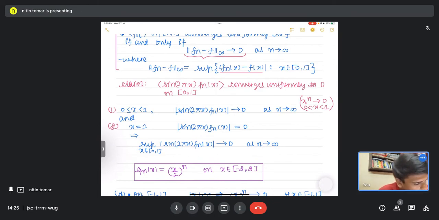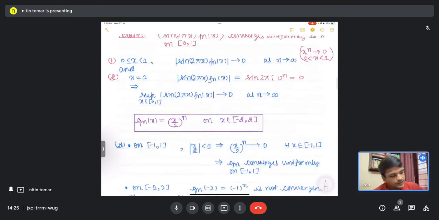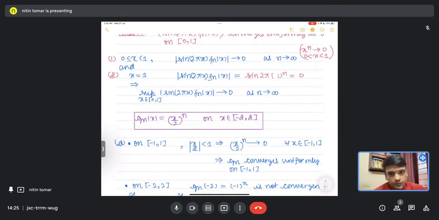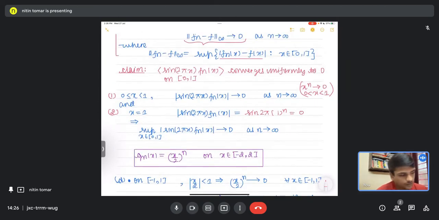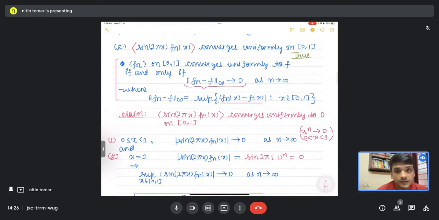It will be sin(2 pi) times 1^n, so it is actually 0. So in either case this supremum goes to 0. Hence this converges uniformly, and not only does it converge uniformly, it converges uniformly to 0. So the third option is true.